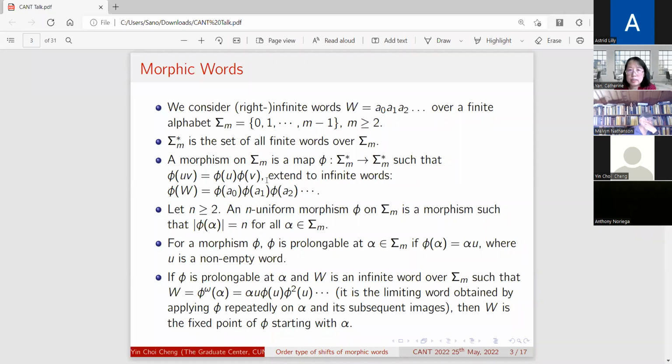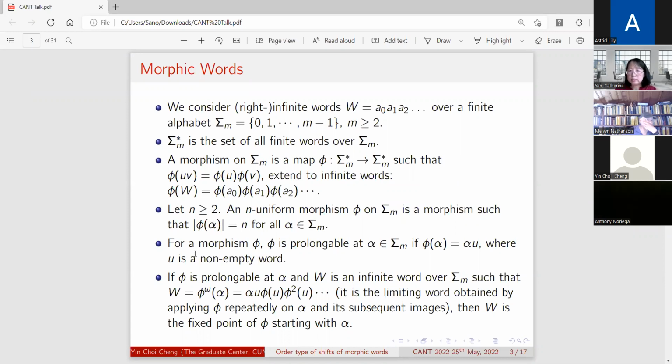We can extend this definition to infinite words. For example, I can apply a morphism phi to a right infinite word W, and we do so by applying phi to each of its letters. And next, we have a special type of morphism. Let n be greater than or equal to 2. We define an n-uniform morphism phi on sigma m to be a morphism such that the length of phi of alpha is n for all letters alpha in sigma sub m.